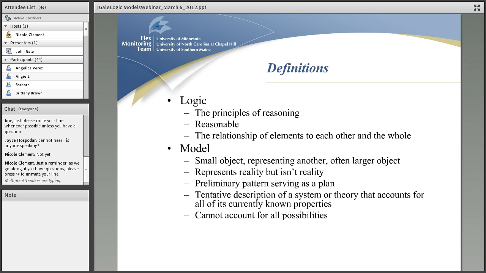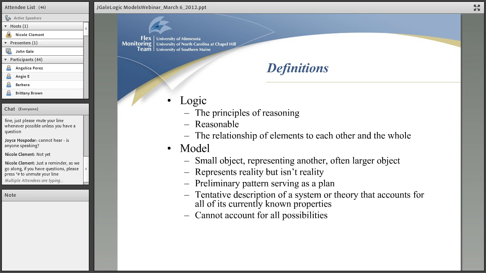And look simply at a couple of definitions for the logic model. I always think it's helpful to think about why we look at this. Logic is the principles of reasoning, reasonableness. It's the relationship of elements to the whole. And understand that we're talking about a model now. We're not trying to capture everything in intense detail about your program. It's a smaller representation of the larger program. It represents reality, but it isn't reality itself. And it's really a planning tool.